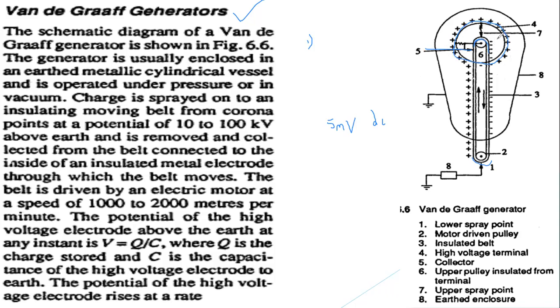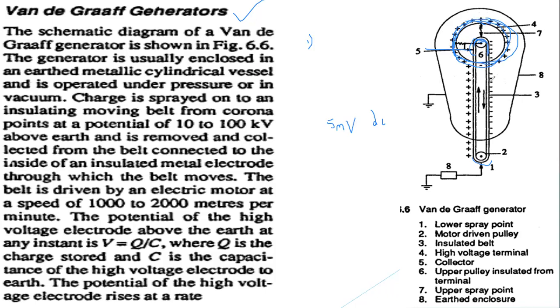Next to the upper spray point, the seventh is the upper spray point, and the eighth is the whole enclosure we made, which is the earth enclosure. Mainly it consists of two electrodes. The first is the HV electrode. The second is the low voltage electrode. The high voltage electrode acts as a hollow conductor, and the low voltage electrode as a charged conductor.